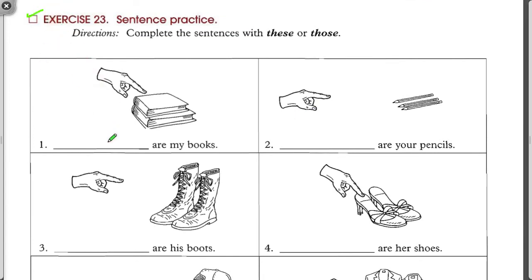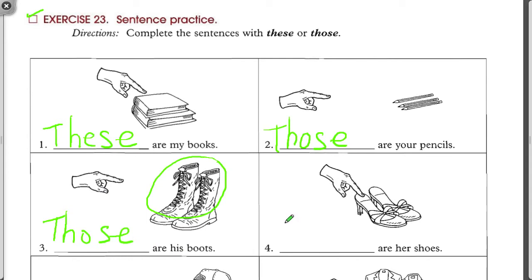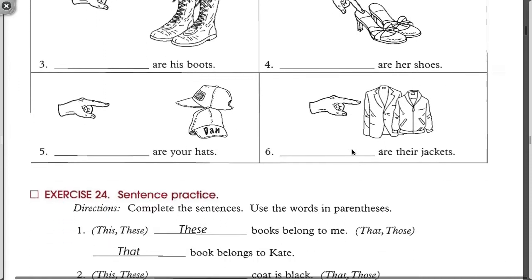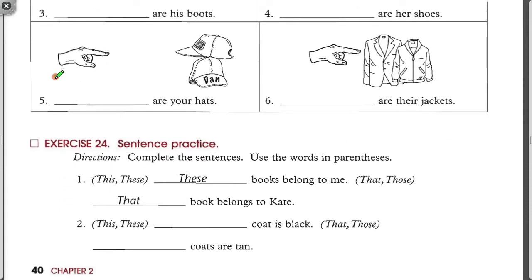Exercise 23, sentence practice. These, because it's close by, are my books. Those are your pencils. Plural, so those are his boots. It's touching, says nearby. What goes here? Shoes. Plural. These are her shoes. Number 5. Those are your hats. Number 6.